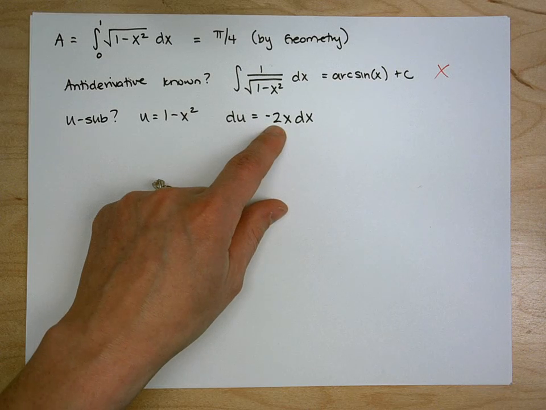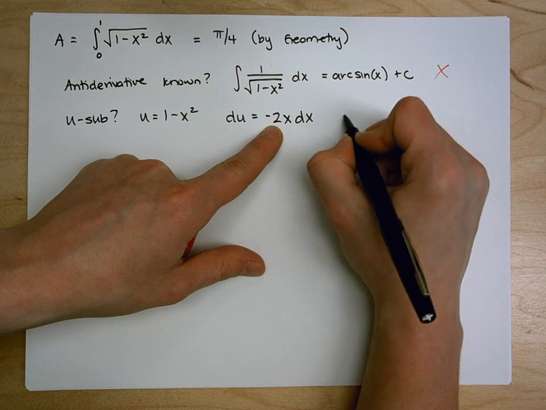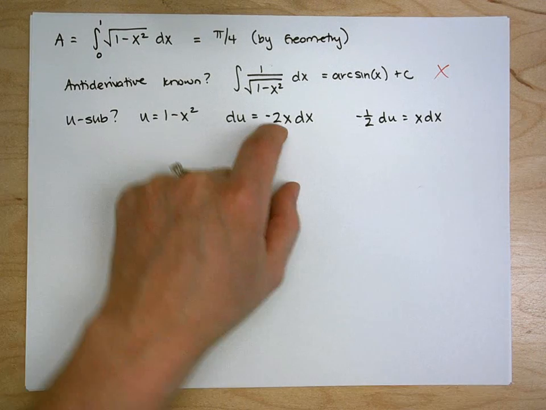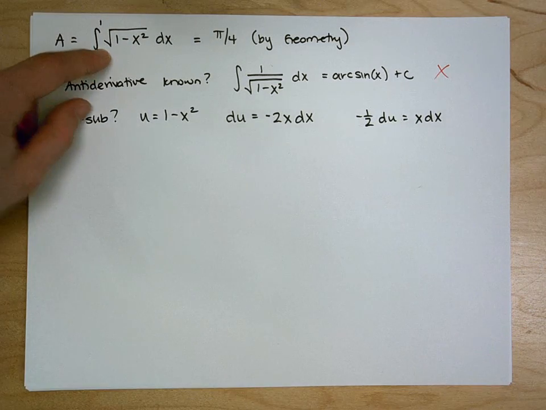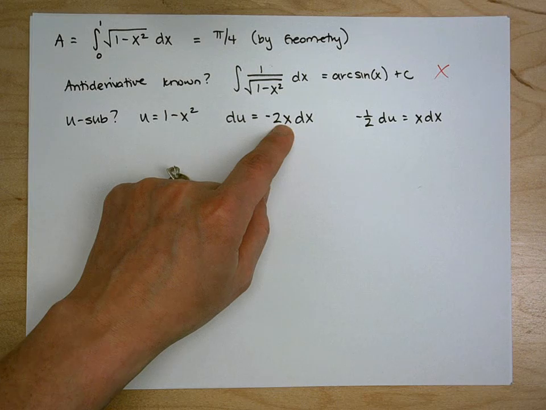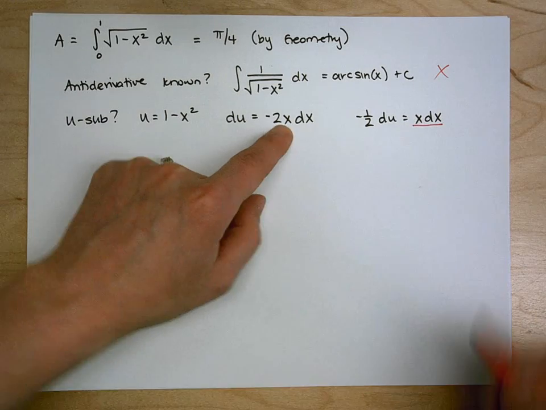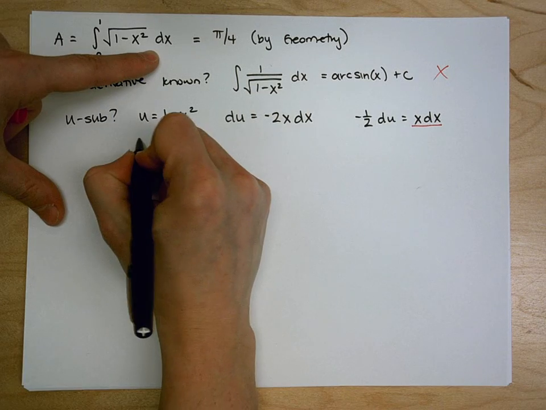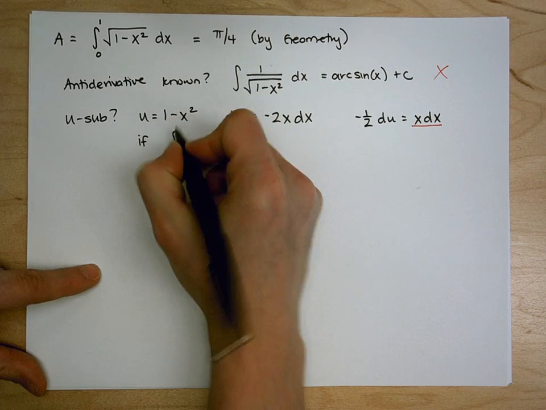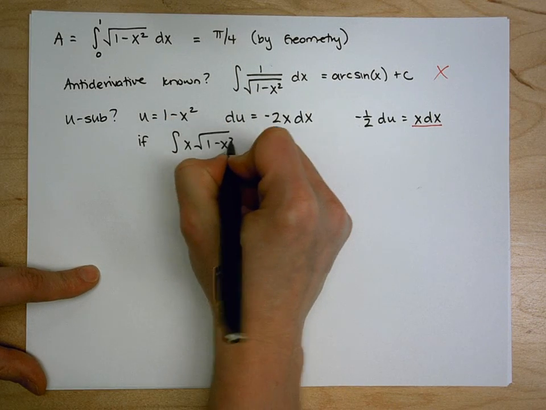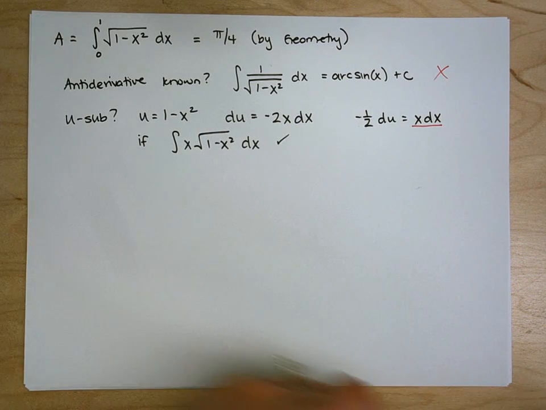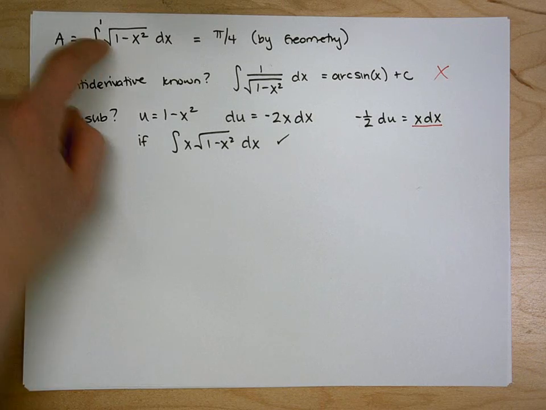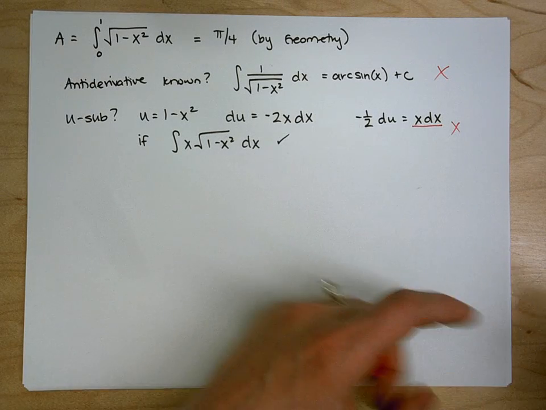Now this negative 2, remember, we can take care of that if we need to. We could say negative 1/2 du equals x dx. Again, because we don't have a negative 2 up here, I can take care of that this way. But notice that we have an x dx here, and we do not have an x dx up here. If the integral had been x times the square root of 1 minus x squared, absolutely I could use u substitution. But we don't have an x here. So this technique also is not going to work.